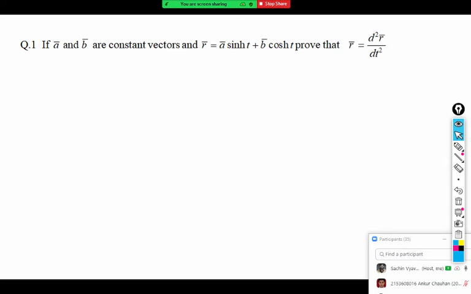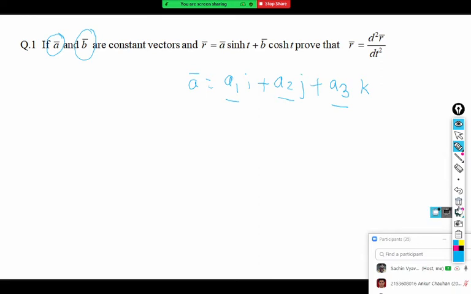We are given A bar and B bar are constant vectors. So whenever it is written that A bar and B bar are constant vectors, remember this A bar is actually like A1 i plus A2 j plus A3 k, where A1, A2, A3 are constant, because if A bar is a constant vector, all its components should be constant. Similarly, B bar is a constant vector. It is B1 i plus B2 j plus B3 k, and B1, B2, B3 are constant.